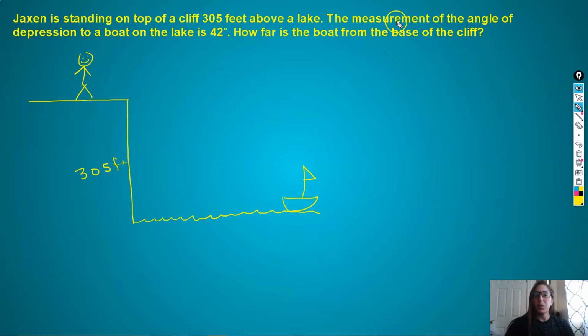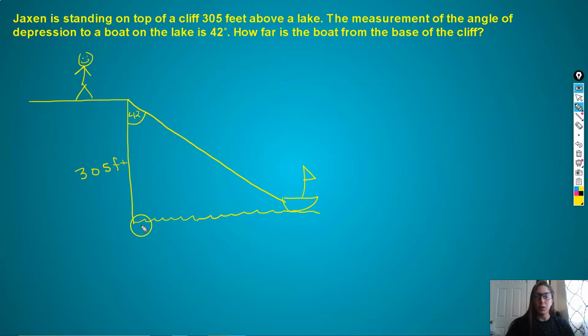What else do we know? The measurement of the angle of depression to the boat. So here, this line here, this is an angle of depression, right? Because we're going down. So this angle of depression here is 42 degrees. Okay. How far is the boat from the base of the cliff?